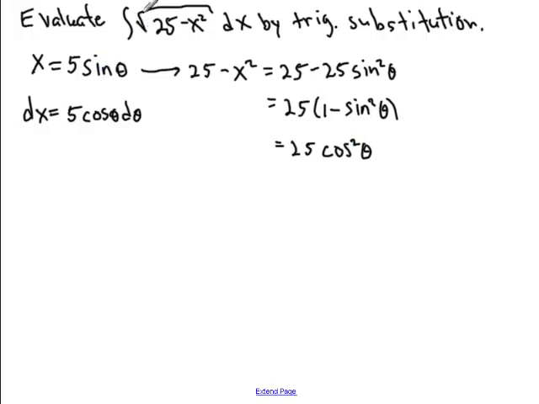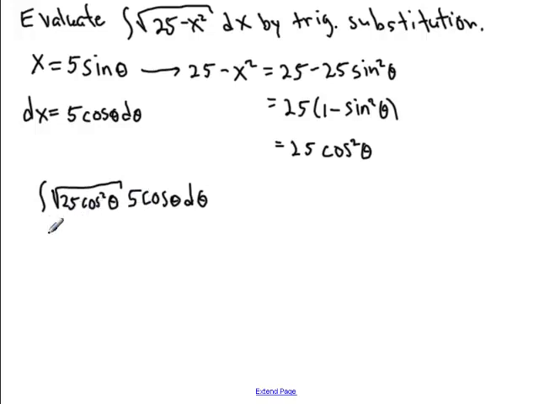So now we're going to end up taking the square root of, instead of two terms, just one term, and that one term, moreover, is a perfect square. So let's do that and see what we get. Okay, so we have the integral of the square root of 25 cosine squared theta, and instead of dx, remember we had that as equal to 5 cosine theta d theta. And now we can work with the trigonometry.